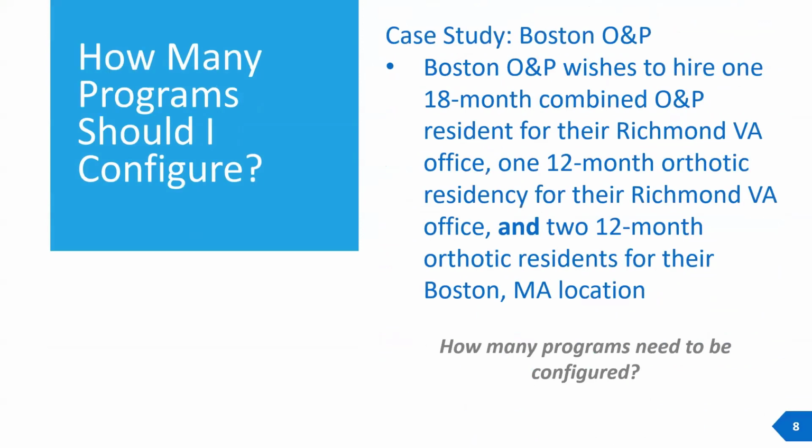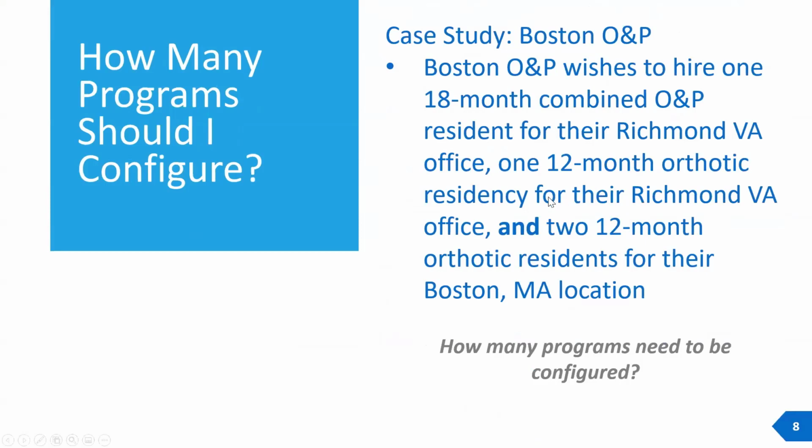So let's work through a case scenario. How many programs should I configure? Boston Orthotics and Prosthetics is a good example. Jim Wynn is their residency director, and I talked with them about this scenario. Boston O&P wishes to hire one 18-month combined O&P resident for their Richmond, Virginia office, one 12-month orthotic residency for their Richmond, Virginia office, and two 12-month orthotic residency positions for their Boston, Massachusetts locations.